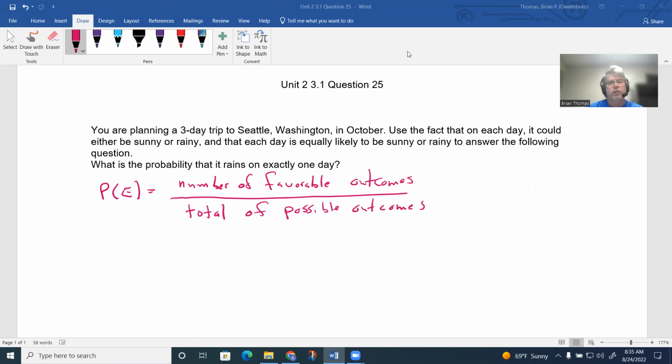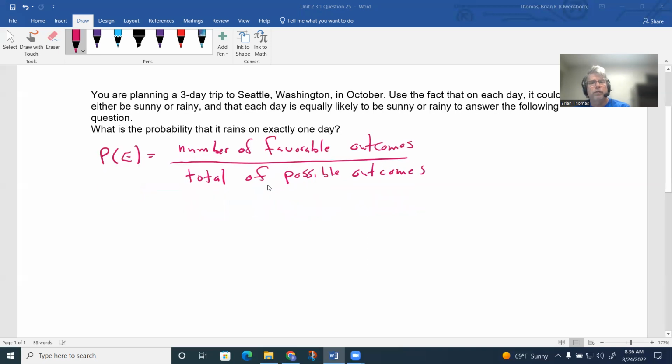You're planning a 3-day trip to Seattle, Washington in October. Use the fact that on each day it could either be sunny or rainy, and that each day is equally likely to be sunny or rainy to answer the following question. What is the probability that it rains on exactly one day? Now remember, the probability of an event occurring, P of E, is equal to the number of favorable outcomes divided by the total possible outcomes.